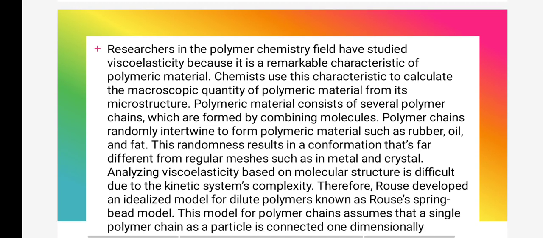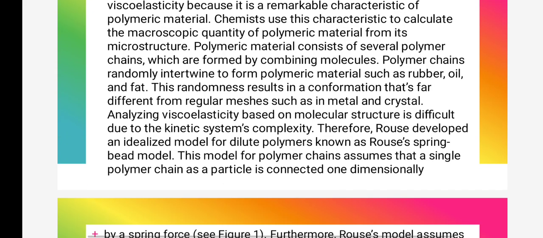Research in the polymer chemistry field has studied viscoelasticity. It is a remarkable character of polymer material. Chemists use this character to calculate the microscopic quantity of polymer material from its microstructures. Polymer material consists of several polymer chains which are formed by combining molecules. Polymer chains randomly intertwine to form polymeric materials such as rubber, oil, and fat. The randomness results in a conformation that's far different from regular meshes such as metal and crystal.